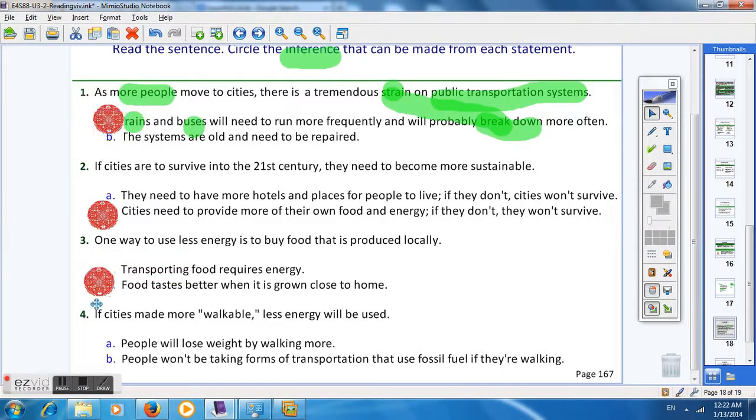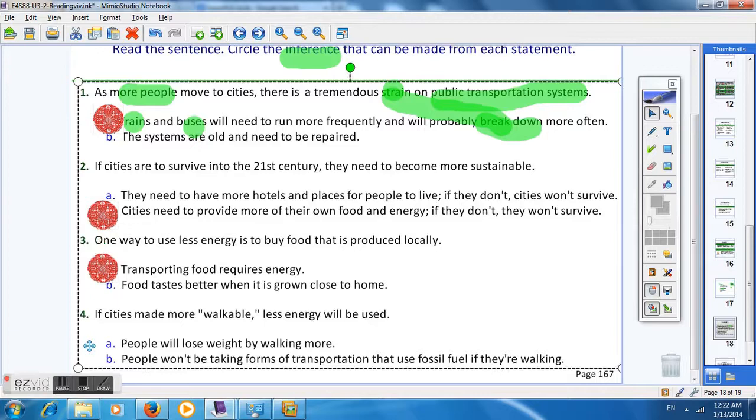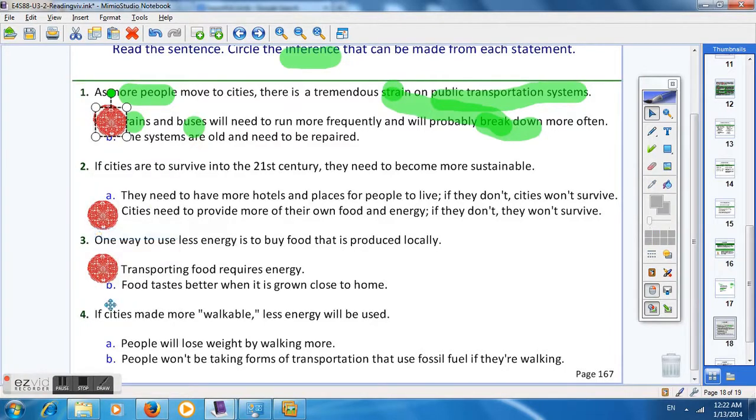And number 4, if cities are made more walkable, less energy will be used. Best answer is letter B. Very good. People won't be taking forms of transportation that use fuel if they're walking. So we save the world. We make the earth greener in that way.